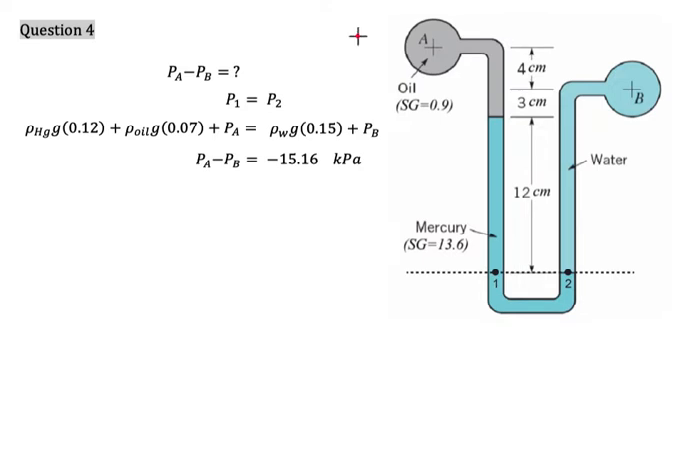Okay, so we could start our calculation by writing this equation. P1 is equal to P2, and then we could calculate the pressure of P2. It is because we have a mercury column of 12 centimeters here, plus an oil column of the height of 7 centimeters here, and also the pressure that acts on point A. So we could write it as this.